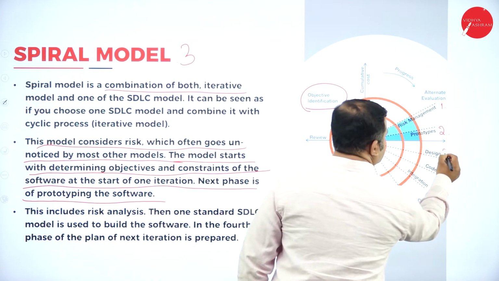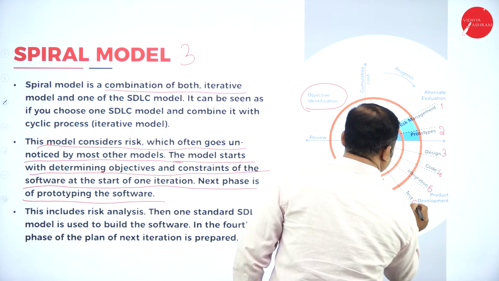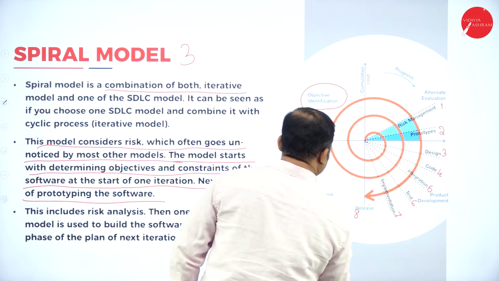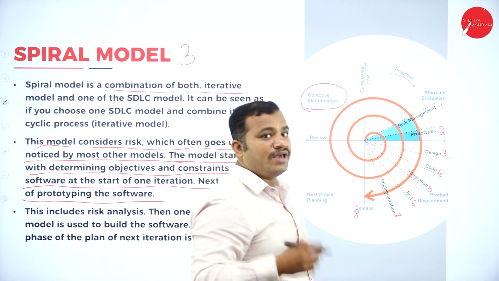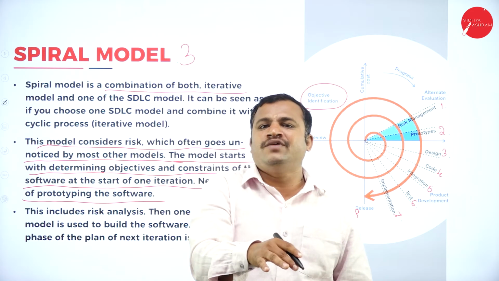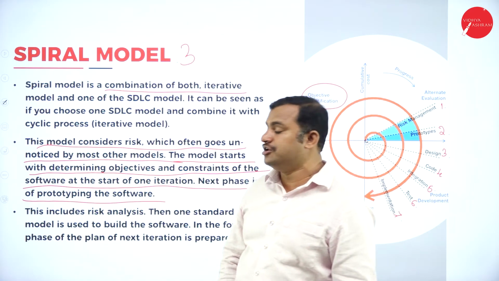In case of the spiral model, you will come across design, code, integration, test, then implementation, then finally release. During the next phase, you will repeat the same set of phases. So we have an iterative type of model in combination with any other type of model. That is the thing we are explaining here.